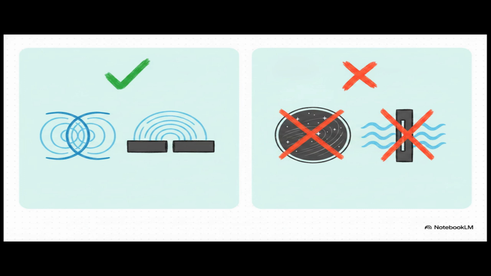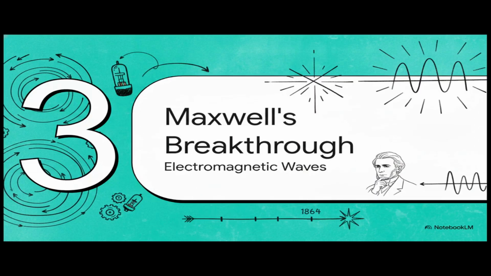Oh, and also, because Huygens thought light was a longitudinal wave, his theory couldn't explain polarization, which is a property exclusive to transverse waves. Moving on to Section 3, Maxwell's electromagnetic breakthrough.